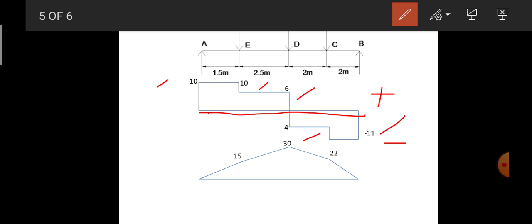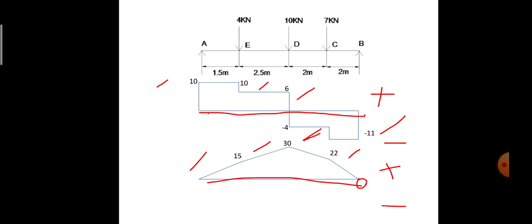Next is the bending moment diagram. I draw the baseline here. Positive values are plotted above the baseline and negative values below the baseline. At B it is exactly equal to 0, hence it is drawn on the baseline itself. At point C I have got plus 22 kilonewton meter, at point D plus 30, at point E 15 and at A 0. The variation here is linear. The bending moment variation for a point load is linear, so it is joined by a straight line.